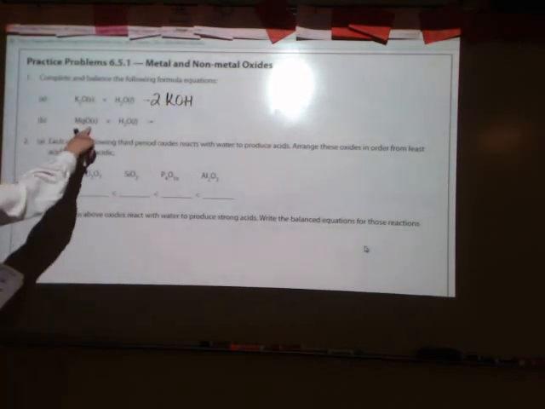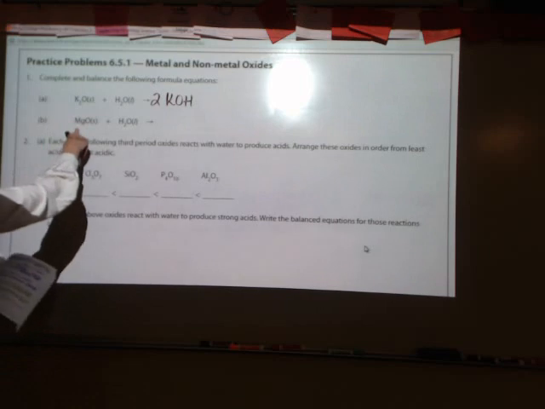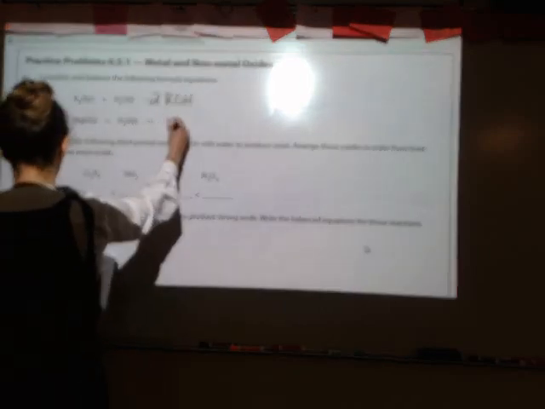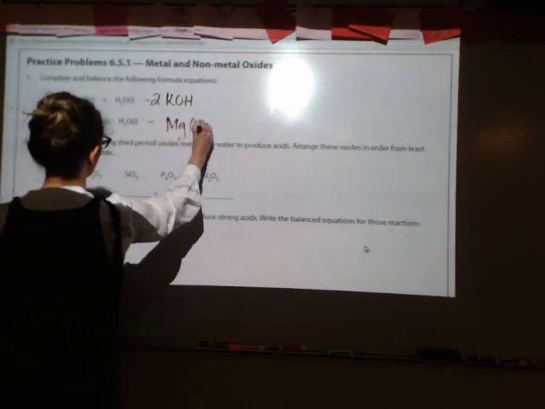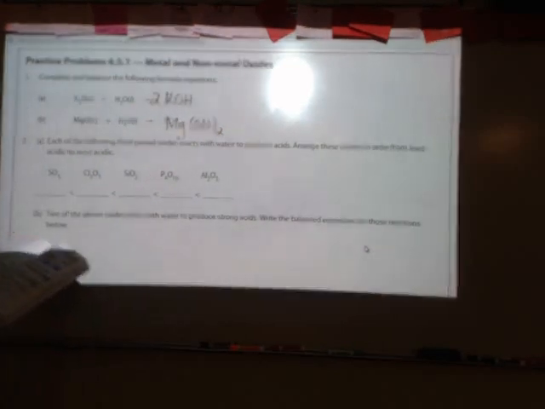Here I have magnesium oxide. This is a group 2A metal, or group 2 metal oxide. Here you're going to make another basic solution. This would be magnesium hydroxide.